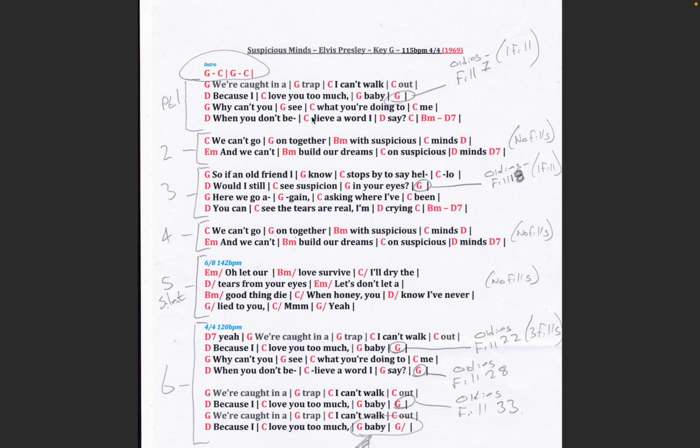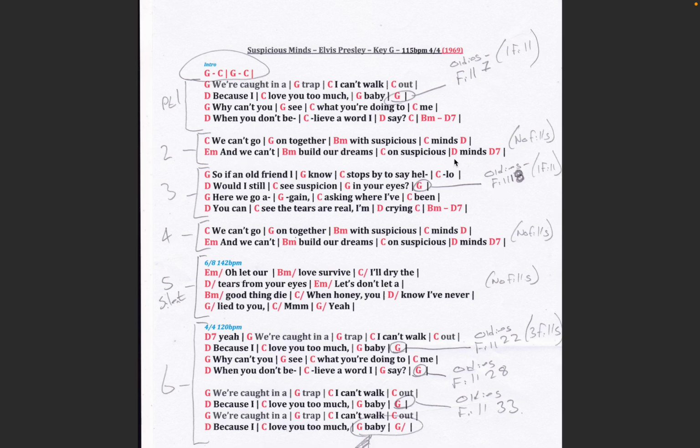On the first part 1, I'm going to use the oldies fill 7, which is the first fill in that part of the song. It'll make sense in a minute when I show you in the manager. And when I copy that to part 3, I'm going to delete the other fills and just keep fill 18, just so it's a slightly different variation. So that's the first section.